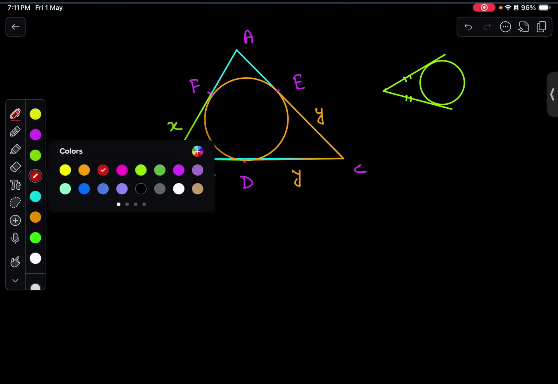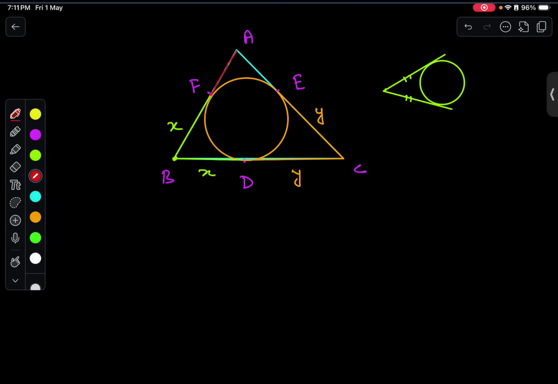And same from A. But already it was given that this length we have taken as a, this length we have taken as b, and this length we have taken as c.